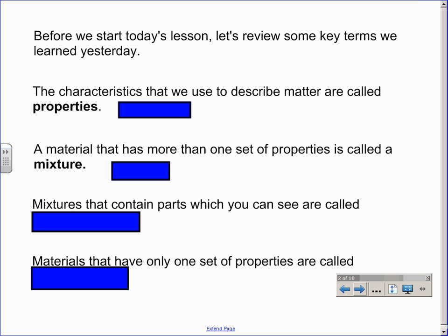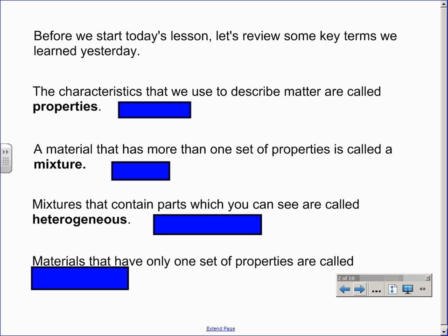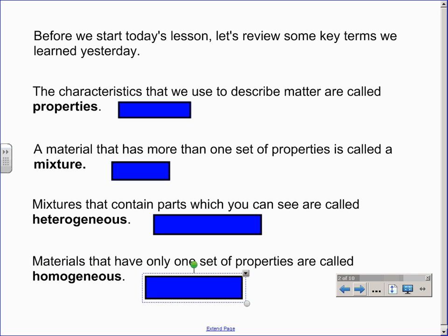Mixtures that contain parts which you can see are called heterogeneous. And finally, materials that have only one set of properties are called, I'll give you a hint, starts with the letter H. You know what it is? Homogeneous. Hopefully, these terms were meaningful to you.